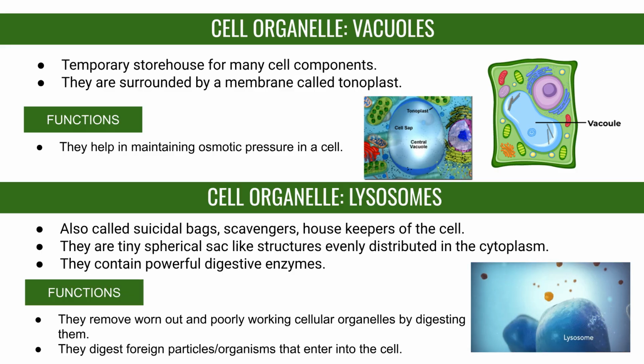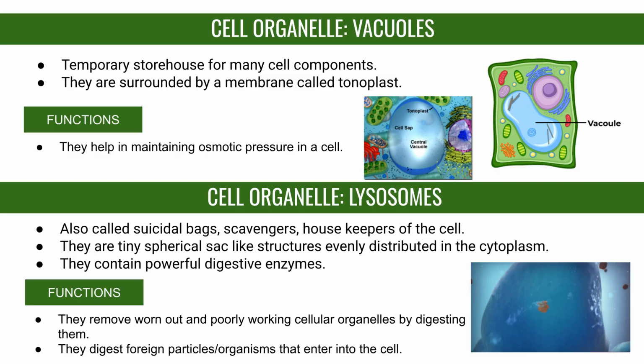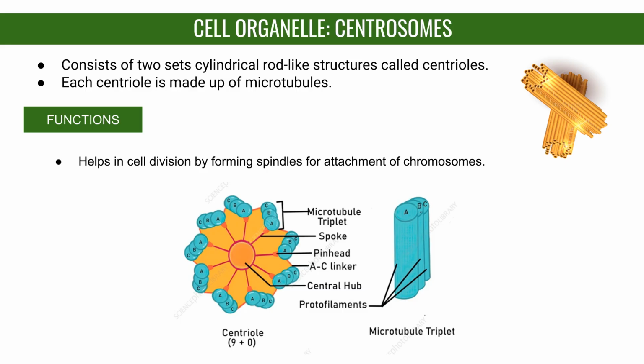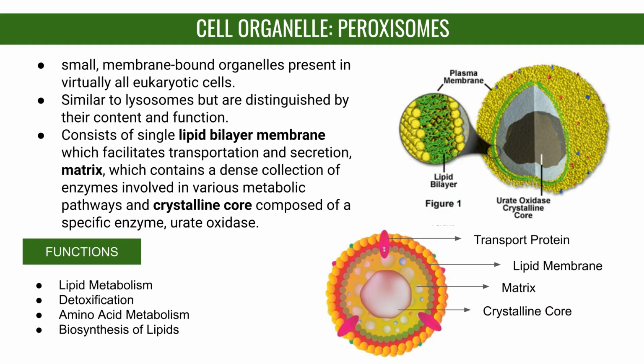Lysosomes, also known as suicidal bags or scavengers, are tiny spherical sacs with powerful digestive enzymes. Their function is to remove worn-out organelles and digest foreign particles. Centrosomes consist of two sets of cylindrical, rod-like centrioles, each made of microtubules. Their main function is to help in cell division by forming spindles for chromosome attachment.